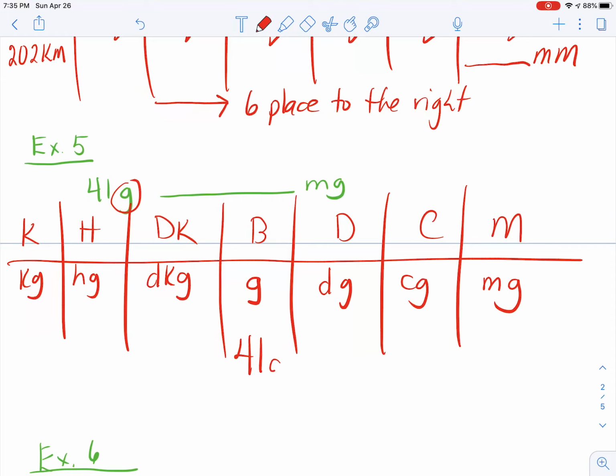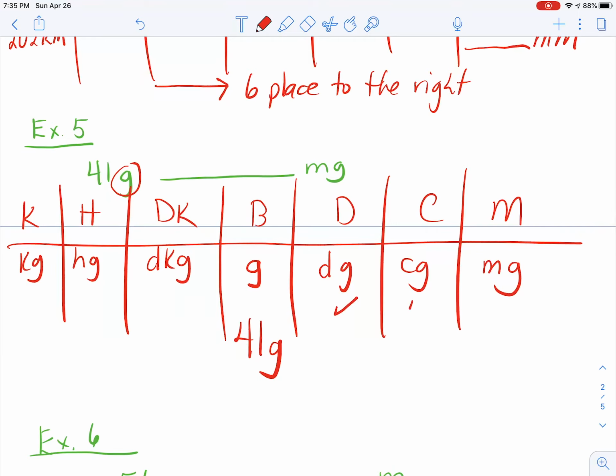So let's look at where I'm starting in my problem. 41 grams. There's where 41 grams is. And I'm going to mg, which is milligrams. 1, 2, 3 places to the right. So I'm moving the decimal 3 places to the right.